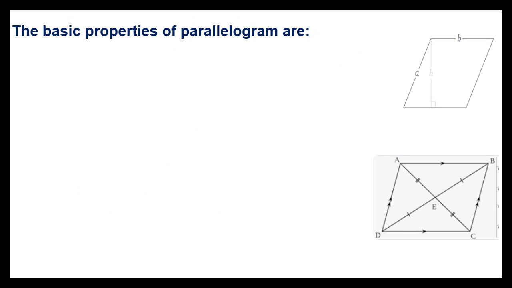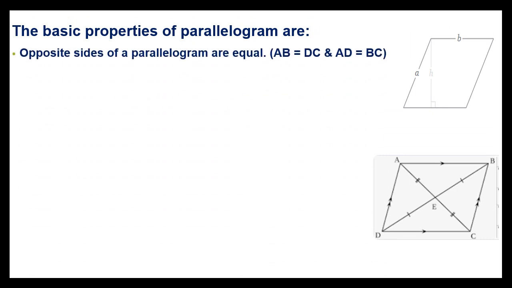Next, here we have some basic properties of a parallelogram. The very first is that the opposite sides of a parallelogram are equal. So AB is equal to DC and AD is equal to BC. These two sides are opposite, so they are equal to each other.